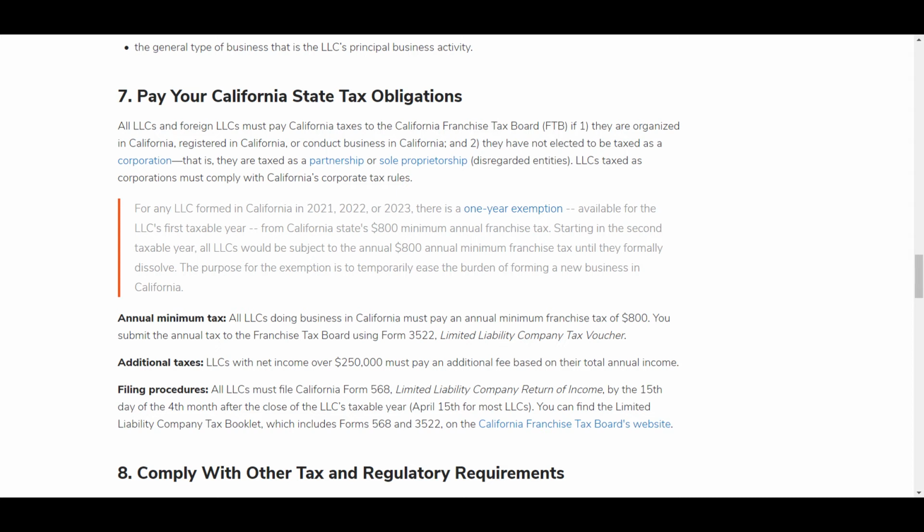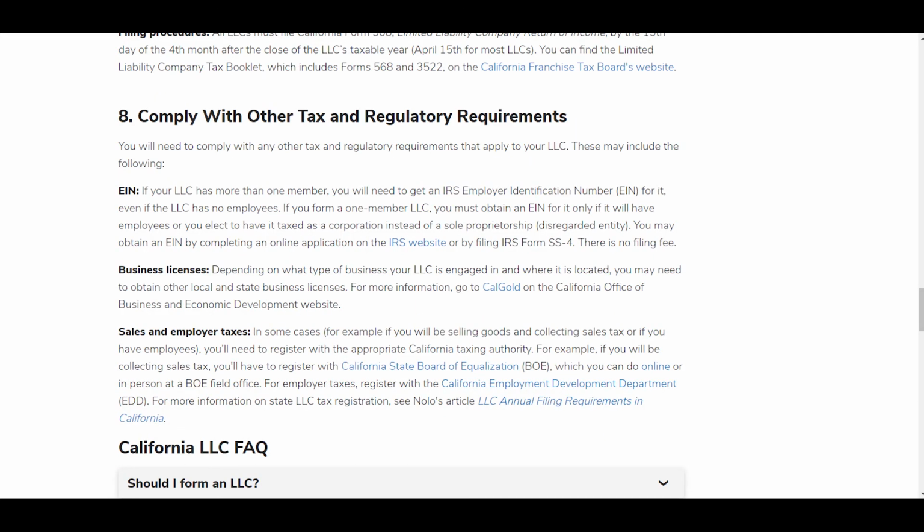And for filing procedures, all LLCs must file the California Form 568, Limited Liability Company Return of Income, by the 15th day of the 4th month after the close of the LLC's taxable year. You can find the Limited Liability Company Tax Booklet, which includes Form 568 and 3522, on the California Franchise Tax Board's website. Finally, you will need to comply with any other tax regulatory requirements that apply to your LLC.